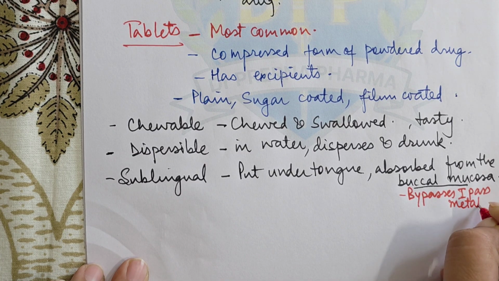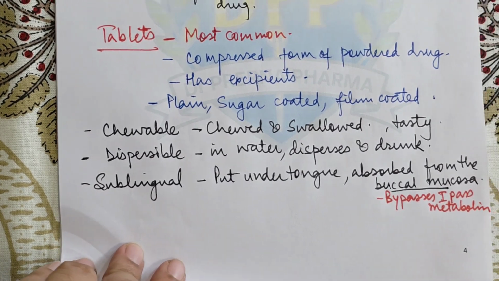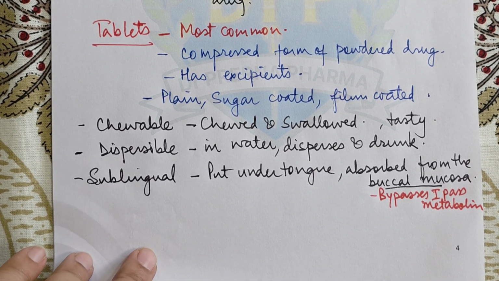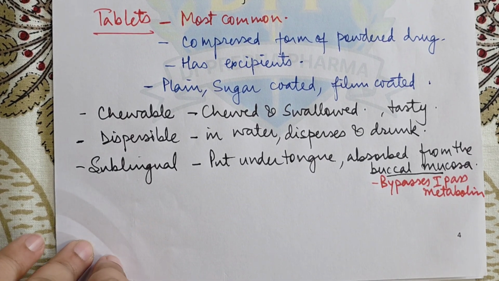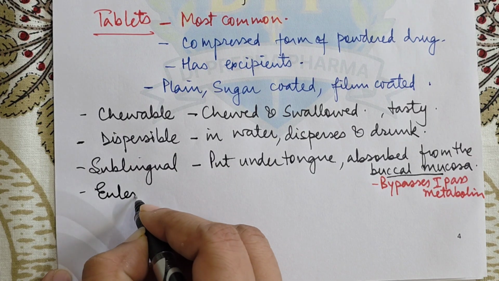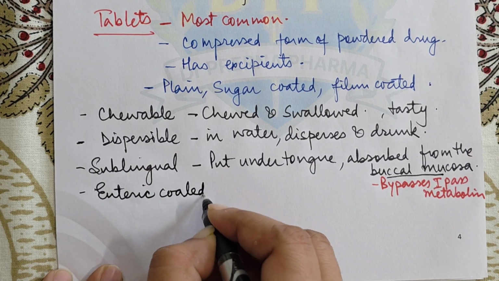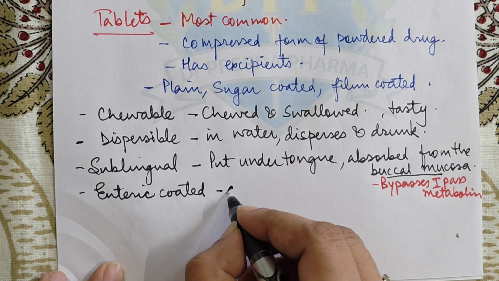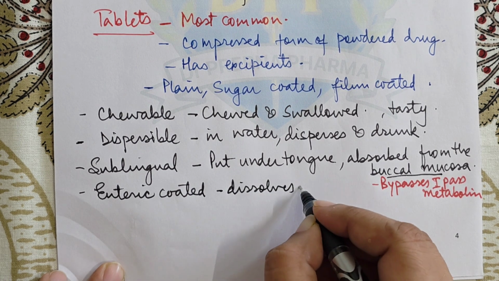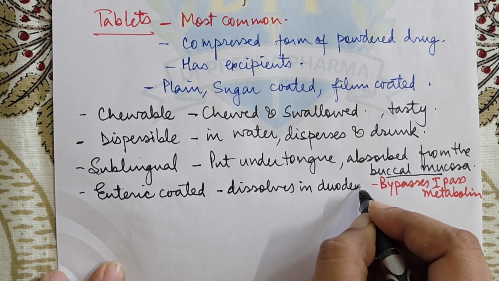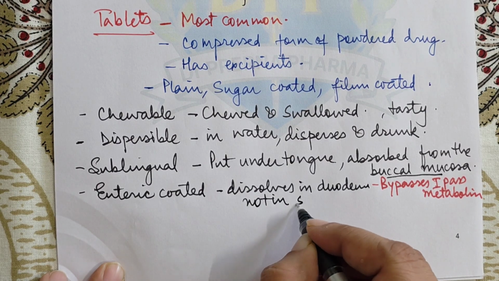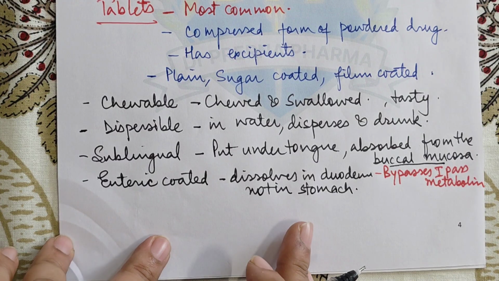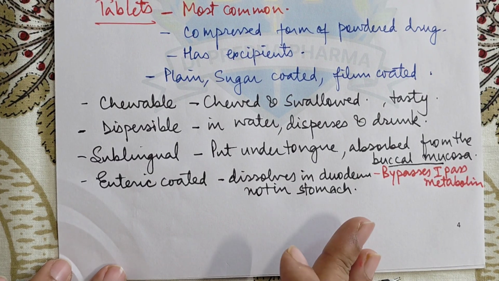This is a concept which we will study in pharmacokinetics. So a drug given by the sublingual route will bypass the first pass metabolism. So when you want a fast action, then you put the tablet under the tongue. Then we have enteric coated tablet. What is enteric coated? Enteric coated means it is coated with a material, so it basically dissolves in the duodenum and not in the stomach, right? So this is the enteric coated tablet. It passes through the stomach, does not dissolve in the acidic medium of the stomach, and dissolves finally in the duodenum.